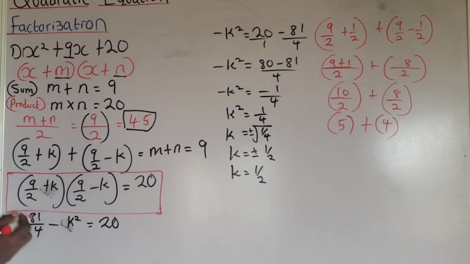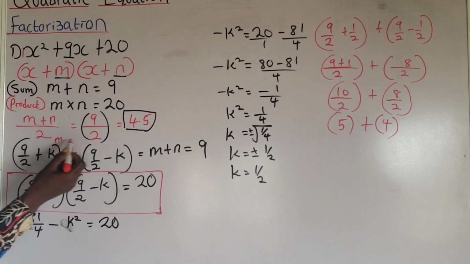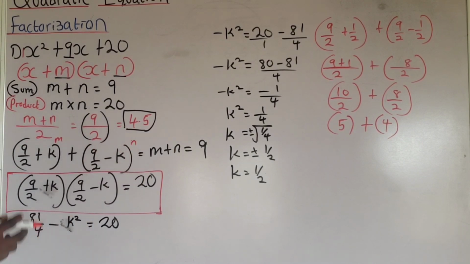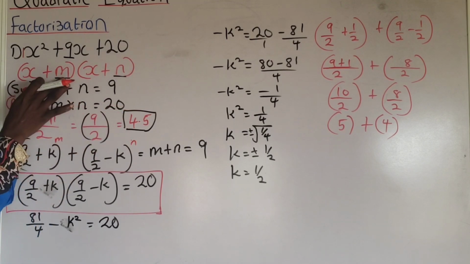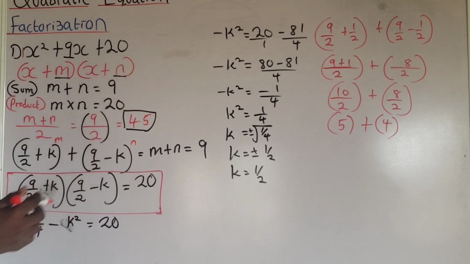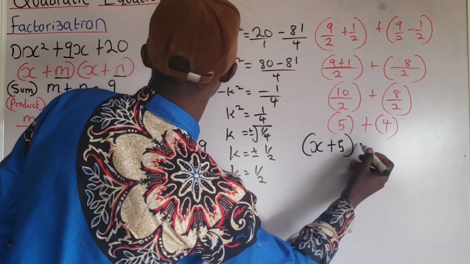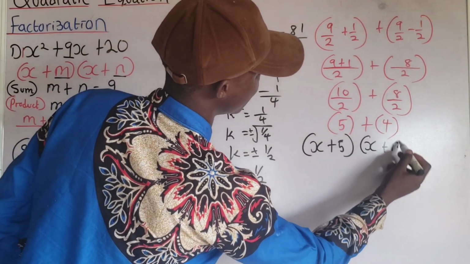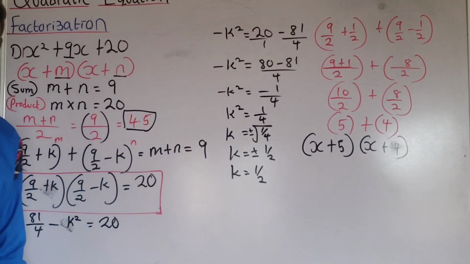Don't forget that the 5 and 4 simply means m and n. This stands for m and this stands for n. You understand? So all you have to do is replace the value of m as 5 here and the value of n as 4 here. So that is the factor of this quadratic equation. So here I'm going to have the factor now become x plus 5 and x plus n. Oh, x plus 4, sorry. X plus 4. Do you understand?